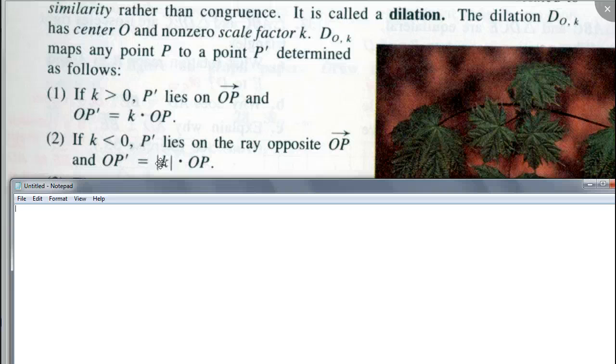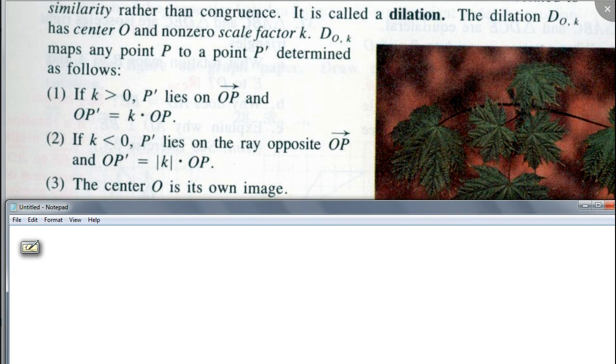Don't worry about it. We'll do an example. It'll make sense afterwards. Okay, so write this down though. But please note that if k is negative, would it be on this OP? No, it'll be on the opposite ray, or ray opposite. And of course, the last part is simple. Like I said, if the point is on the point of dilation O, then it's going to stay at the same place, okay? That's what it means. So write that down. I'll wait for you.